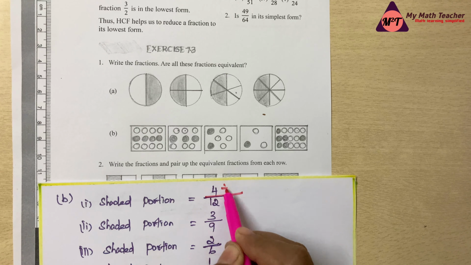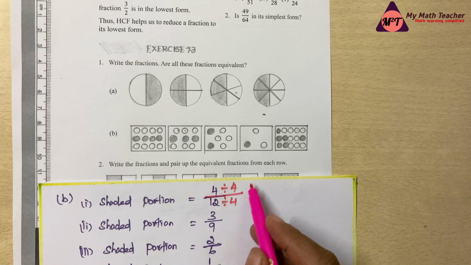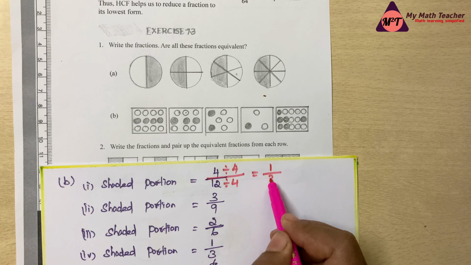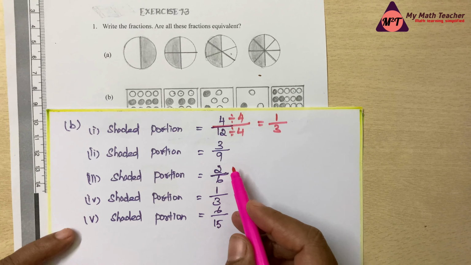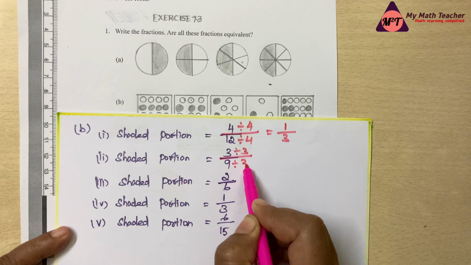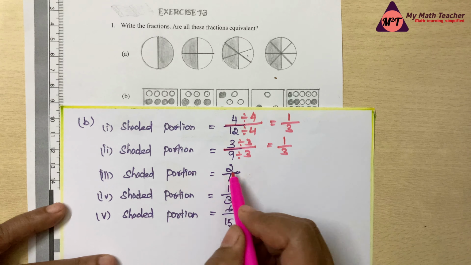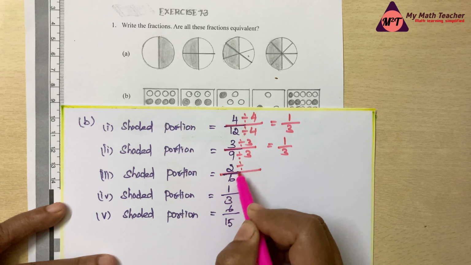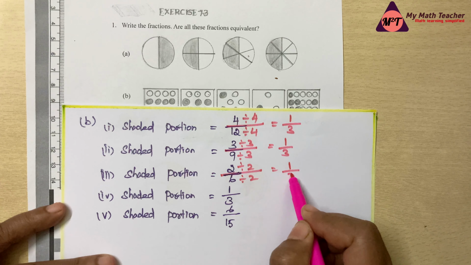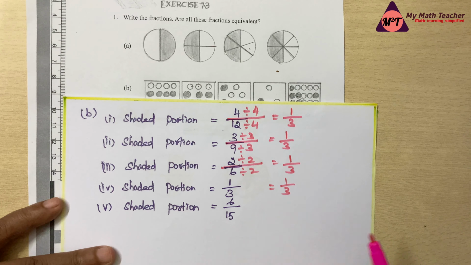Okay, divided by 4, because 4 and 12 can be divided by 4. We have got 4 divided by 4 is 1. 12 divided by 4 is 3. The next one, 3 divided by 9. Divided by 3, divided by 3, which is 3 divided by 3 is 1 by 3. Now 2 by 6. Divide by 2. 2 divided by 2 is 1. 6 divided by 2 is 3. Again we have got 1 by 3, which is in the simplified form. Write it as it is.